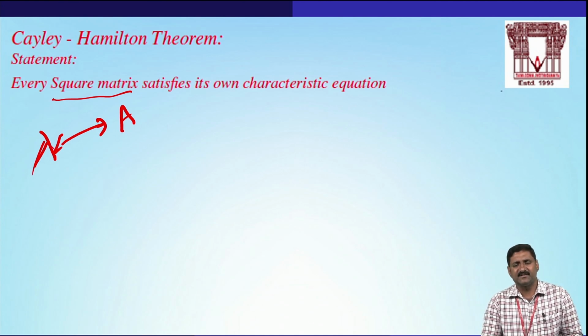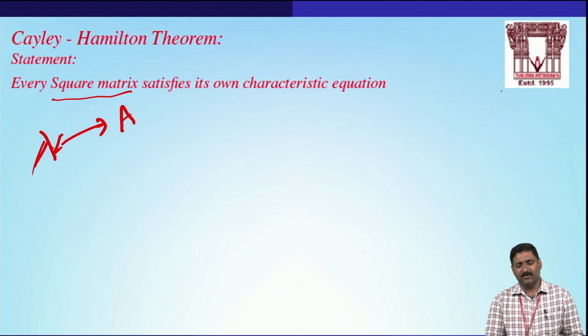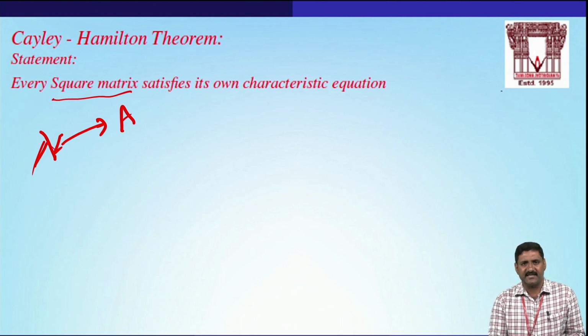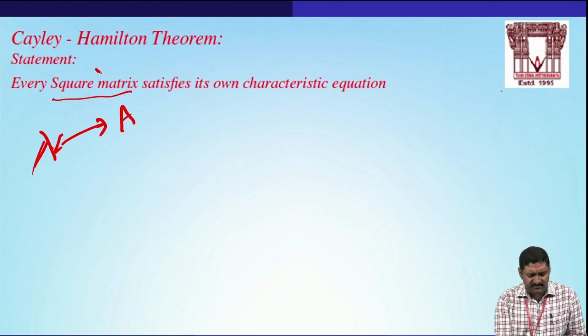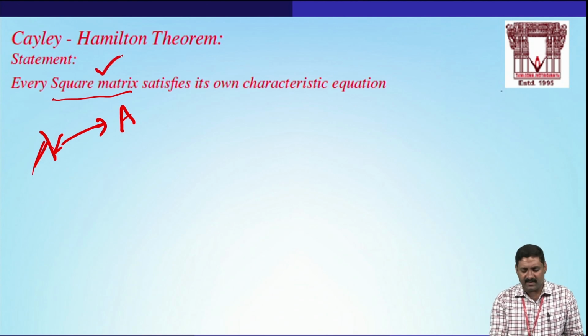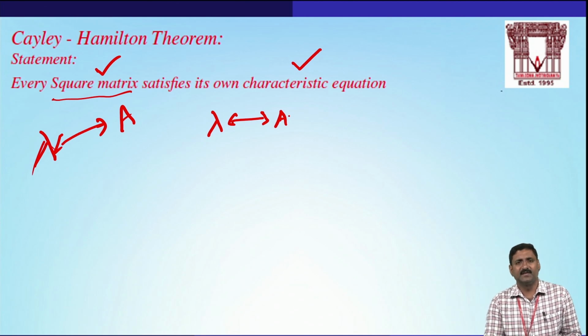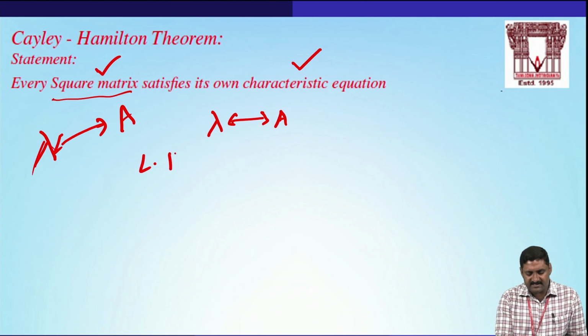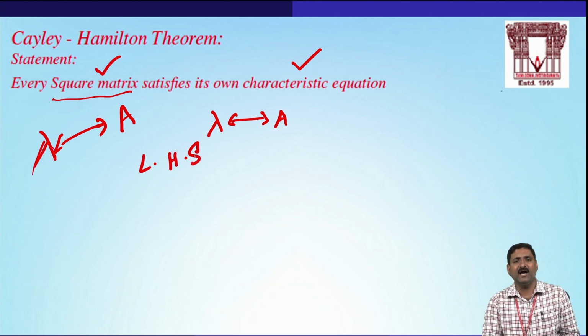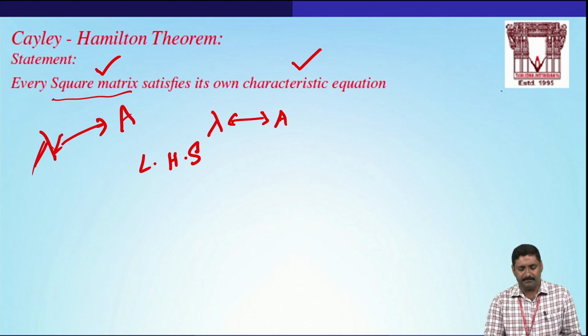1 0 0 0 1 0 0 0 1. So, the step-by-step process is: take the square matrix, write its characteristic equation involving lambda. In place of lambda, we will replace capital A. We will get a matrix equation. Take LHS. That means you will have a matrix polynomial involving capital A.